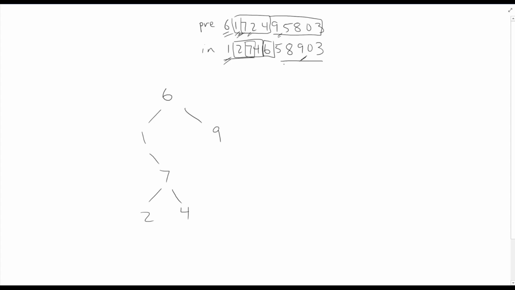Okay, finding the 9 here. 5, 8 on this side, 0, 3 on that side. We got again the 5, 8 on the left-hand side. We can see that the 5 is first, and here telling us 5, the 8 must go on the right. Again here, now looking at the 0, 3, 0 comes first, and 3 is which side? The right side. Here's our tree for that particular problem.